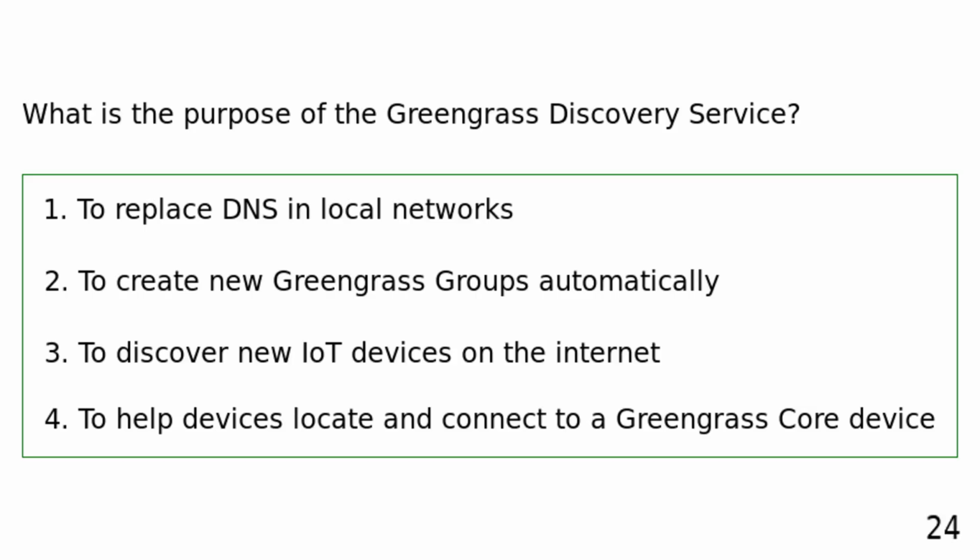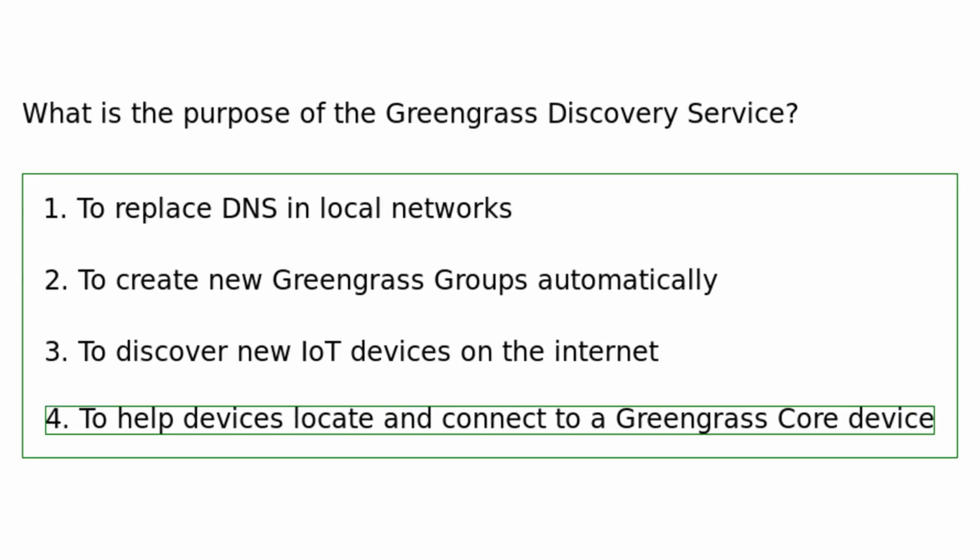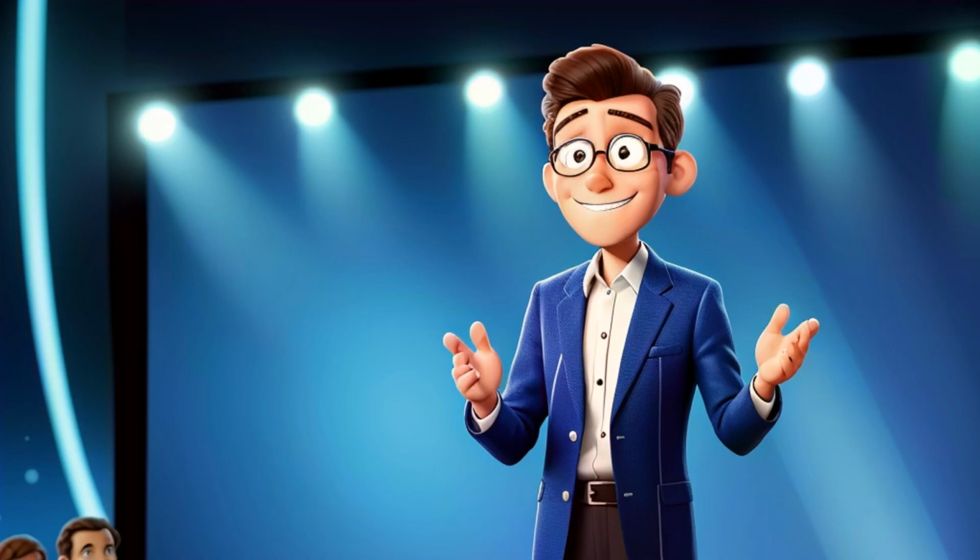What is the purpose of the Greengrass Discovery Service? To replace DNS in local networks. To create new Greengrass groups automatically. To discover new IoT devices on the Internet. To help devices locate and connect to a Greengrass core device. The Greengrass Discovery Service helps IoT devices locate and securely connect to a Greengrass core device in their group, facilitating local communication.